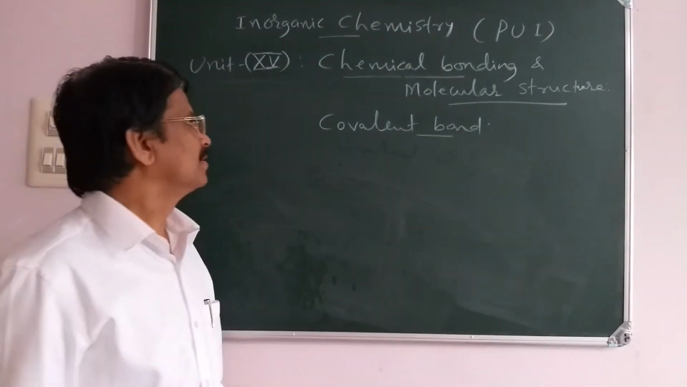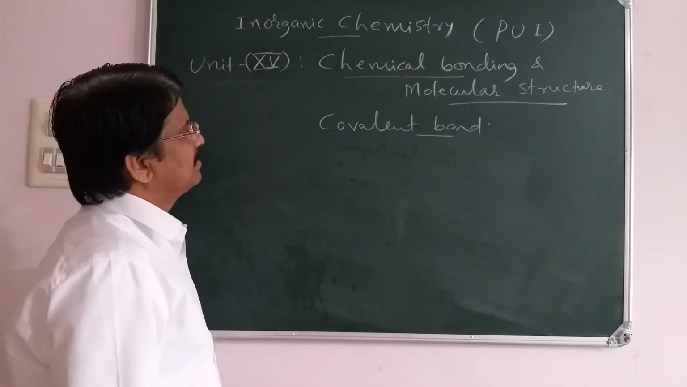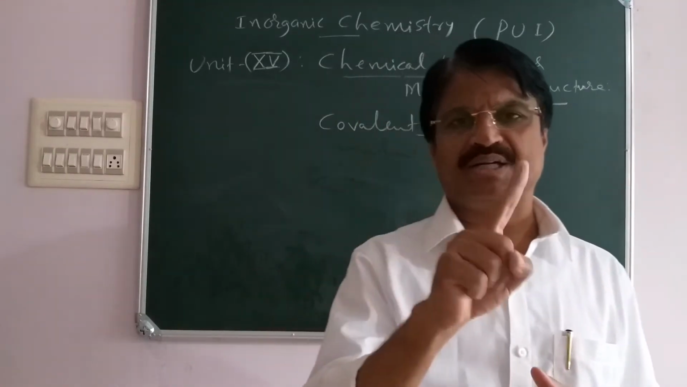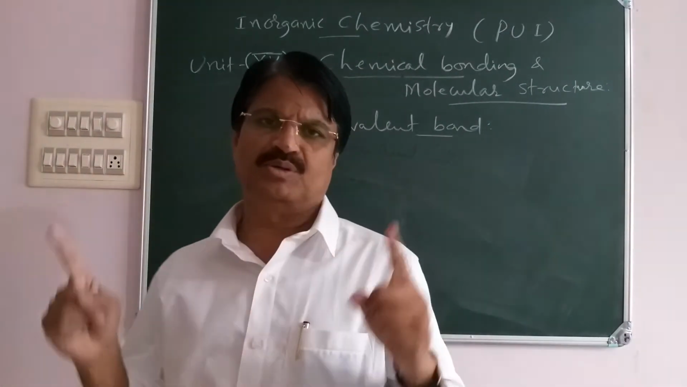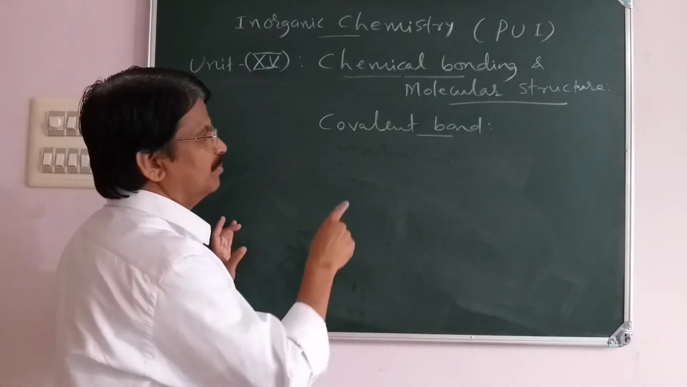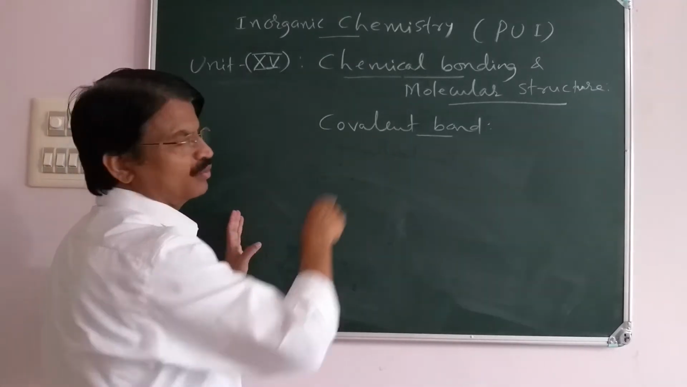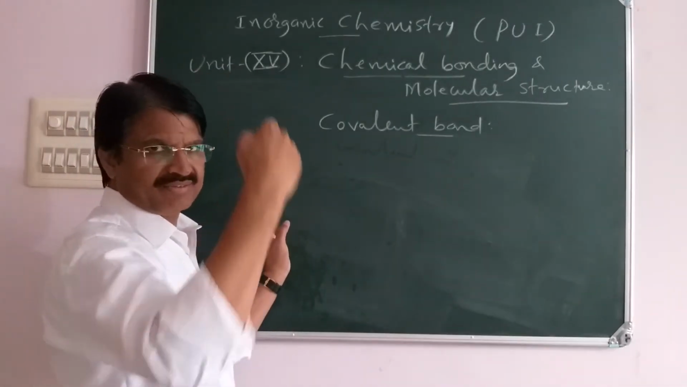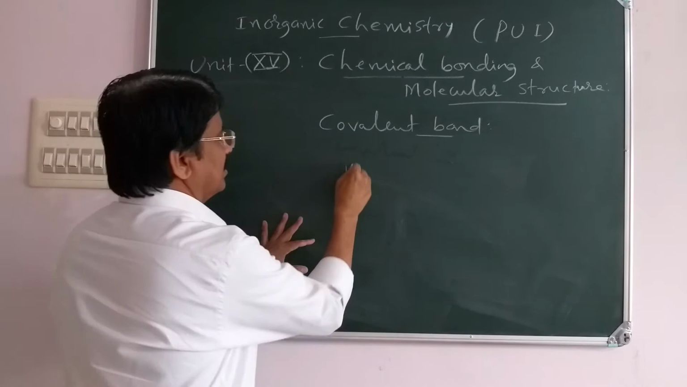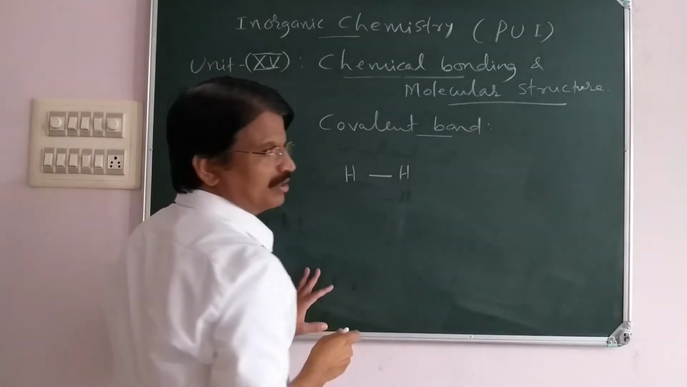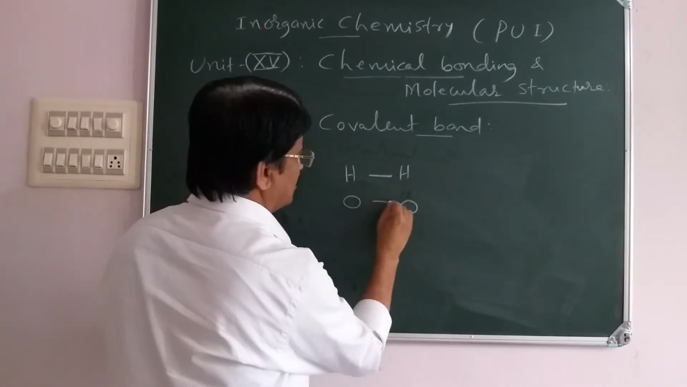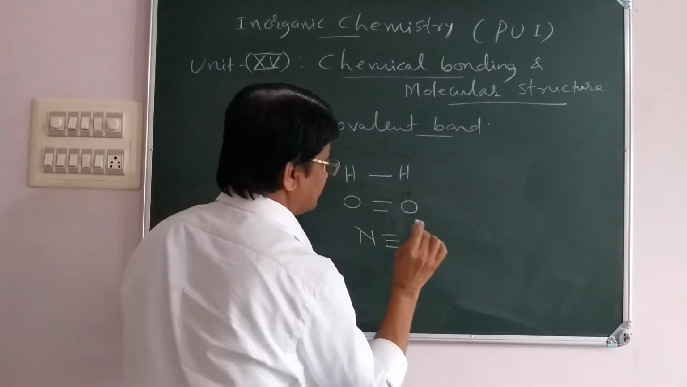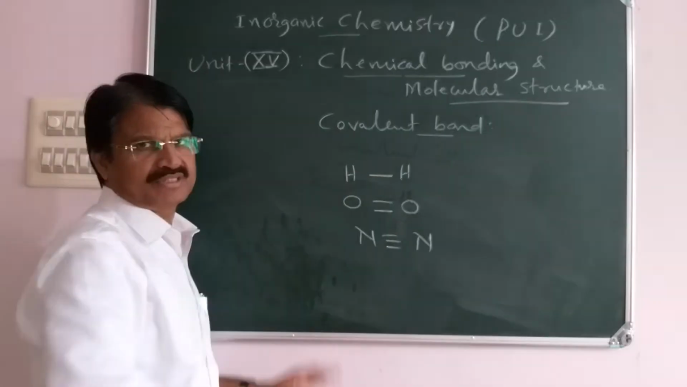Covalent bond. Then, as I told, a chemical bond formed between two electronegative atoms by mutual sharing of electrons is called a covalent bond. And it can have 1, 2, 3 different bonds: between hydrogen, 1 bond; oxygen, 2 bonds; nitrogen, 3 bonds. But all these are called covalent bonds.